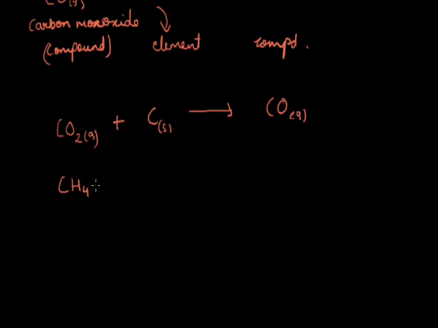CH4, that is methane gas, when it is reacting with chlorine in the presence of diffused sunlight, it will form a chlorinated compound, that is CH3Cl. Okay, that is chloromethane. Here we can see that methane is a compound and chlorine is in its elemental form, and it is forming a compound. So this is also in the category where the reactants are one compound and one element.